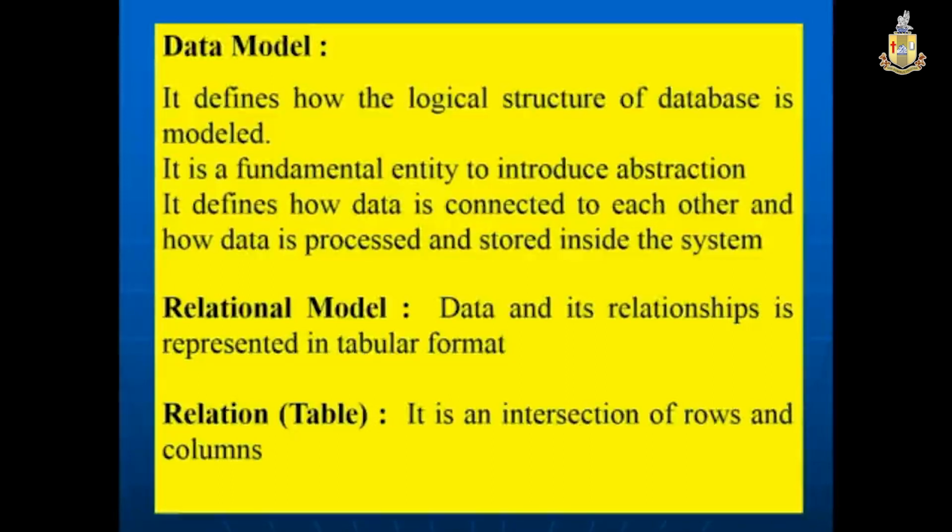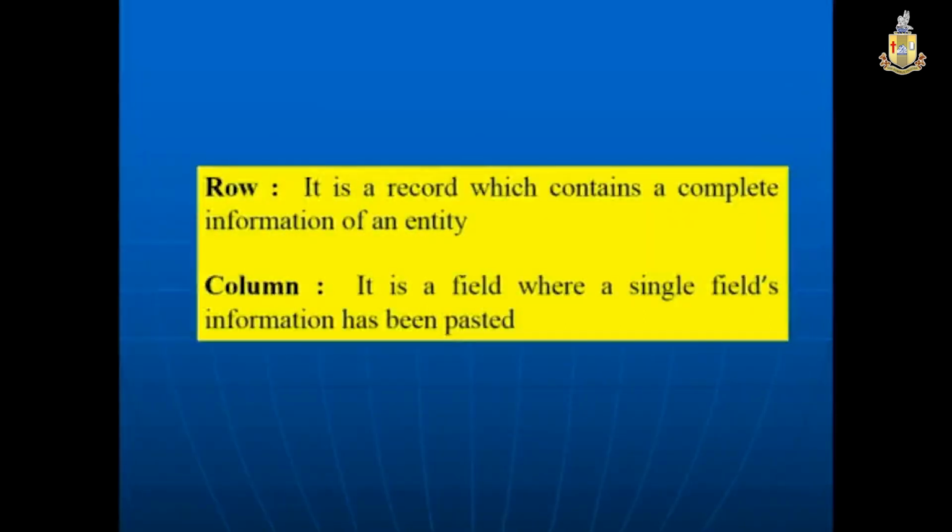What is a table? It is an intersection of rows and columns. Row and column. A table is an intersection of rows and columns. Row: it is a record which contains complete information of an entity. What is a column? It is a field where a single field's information has been stored.